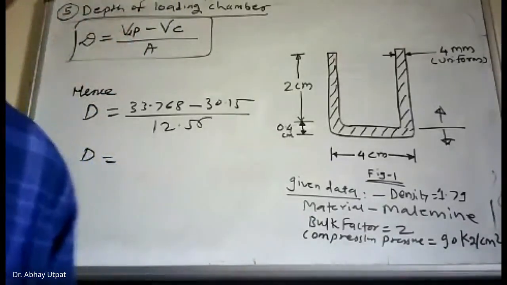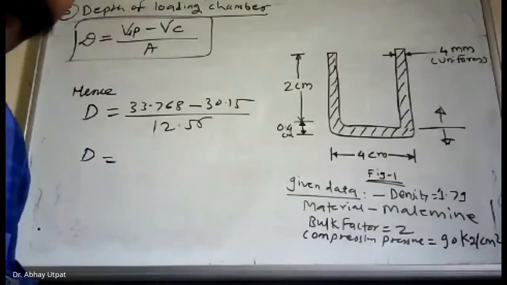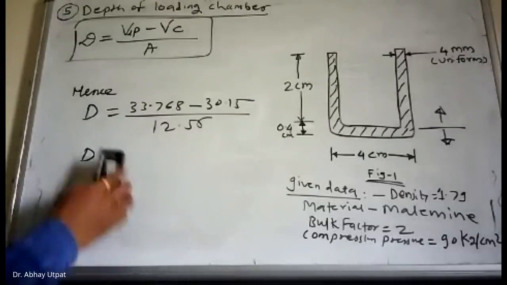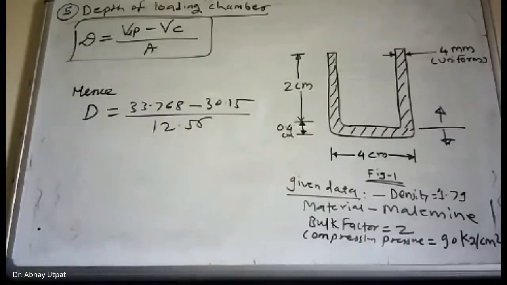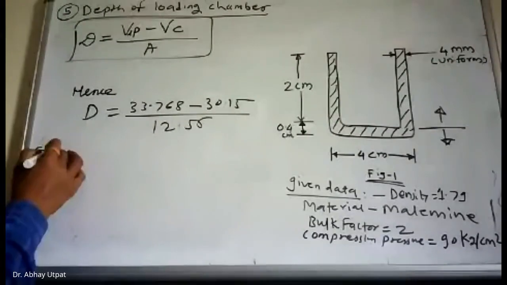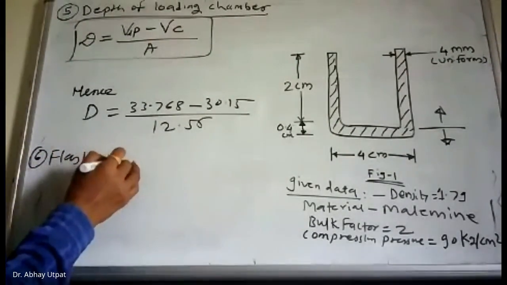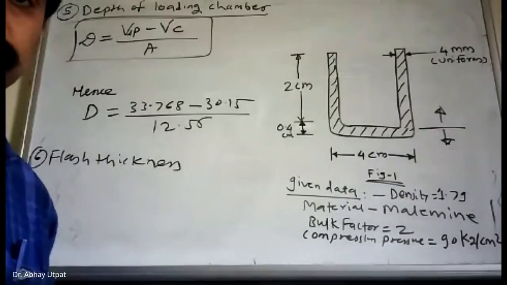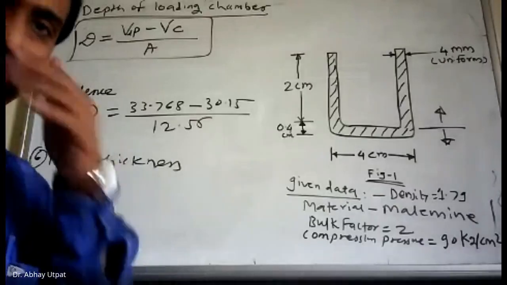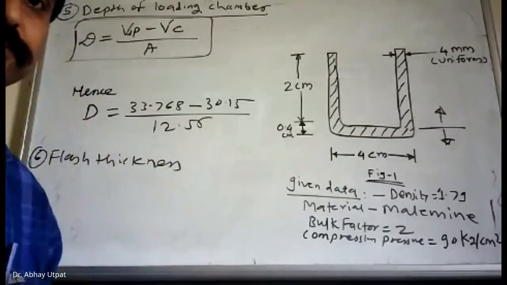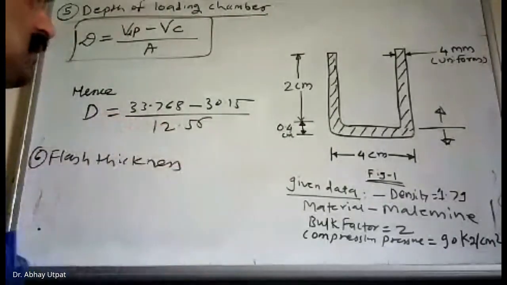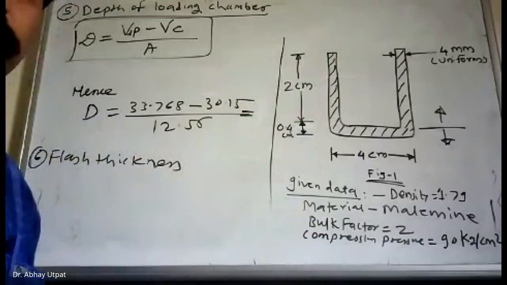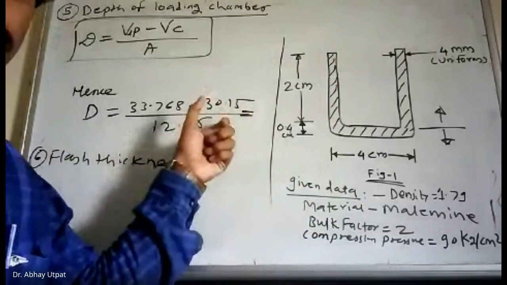What will be the value of D? Somebody put the value of D in chat box. Then sixth one is flash thickness. Somebody put the value of D. It is coming something like 0.4, 0.5, 0.3. Just check. Value of D is coming. Somebody put the value in chat box. Value of D.